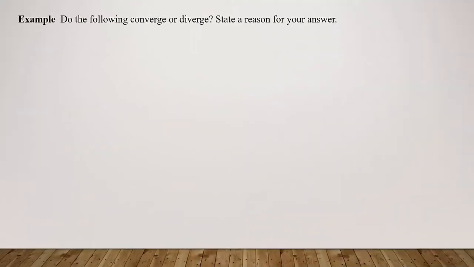All right, now that we've seen the proof of the theorem there for geometric series, let's do an example here. Do the following series converge or diverge? We need to state a reason for our answer. You'll see as I work through how I will represent the answers. So here are two series, part A and part B. You know to write these down because I'm going to head off to the chalkboard and work through them.